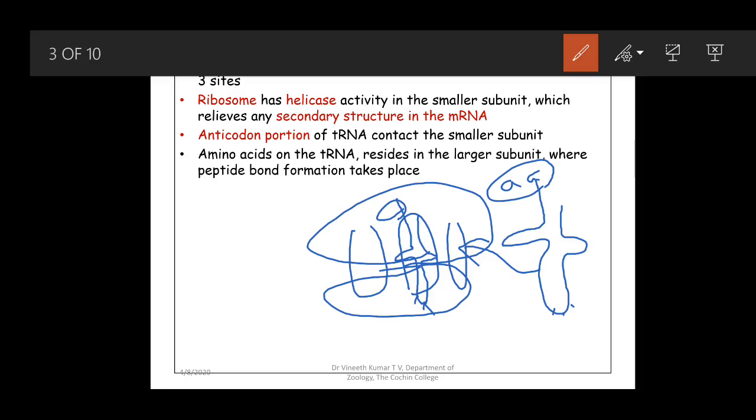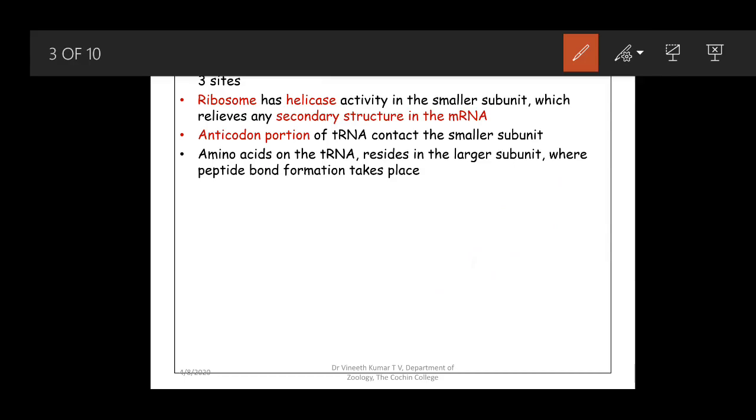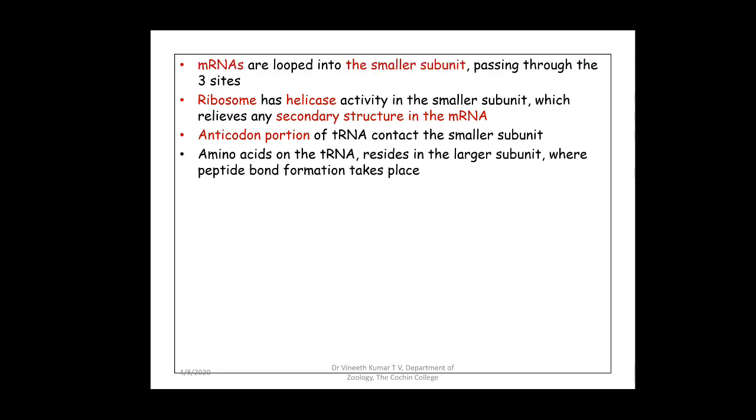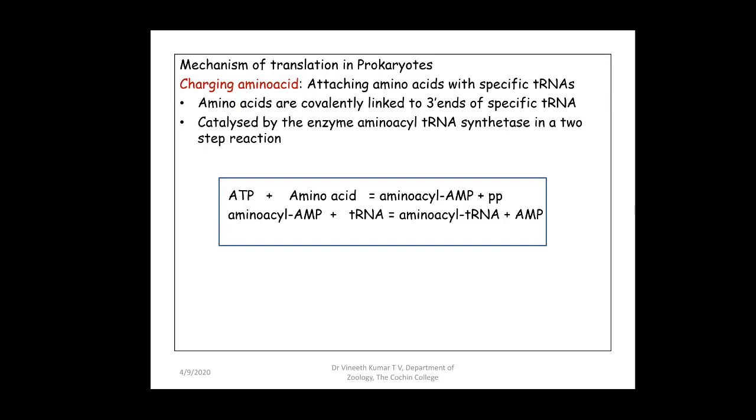And the larger subunit, as we saw in the diagram, has rRNAs here, which is the 16S rRNA, and also there are 2 rRNAs here, of which one rRNA will be catalyzing the process of peptide bond formation. So that's an introduction about the structure of the ribosome and some terminologies related to translation. Now we are directly moving on to the mechanism of translation.